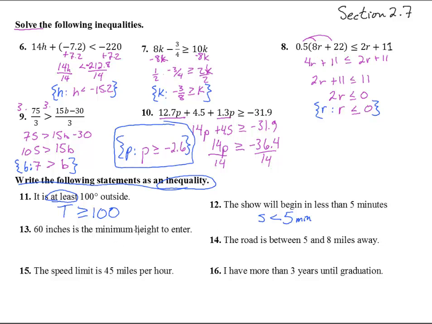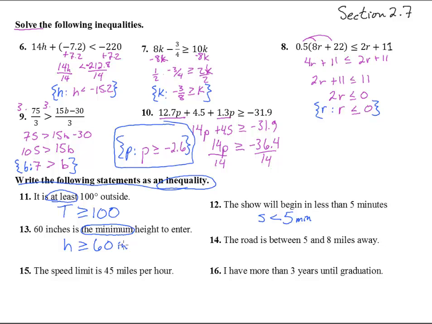60 inches is the minimum height. Now, is the minimum, you would think it would be like less than, but if you think about the things where 60 is the minimum, that means 62, 63, 64, all of those can work. So we have got to be the height, h, has to be at least 60.